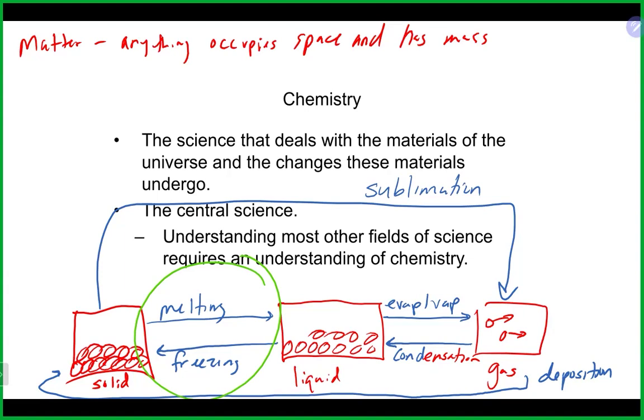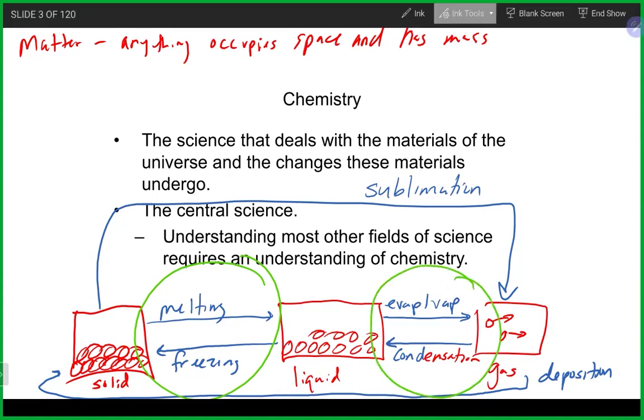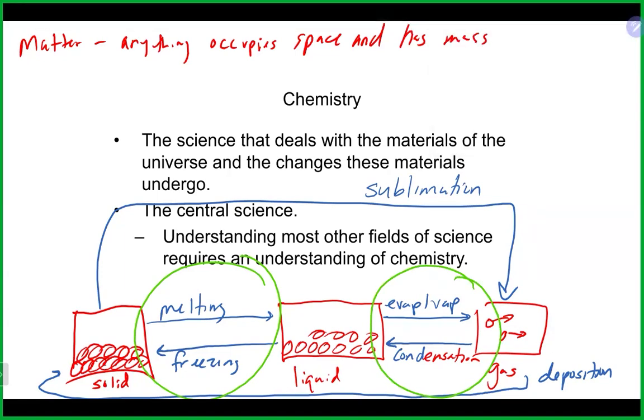And the same thing with evaporation or vaporization and condensation. They actually do occur at the exact same temperature. For example, this would be the normal melting point or freezing point, and this is the normal boiling point where that occurs.